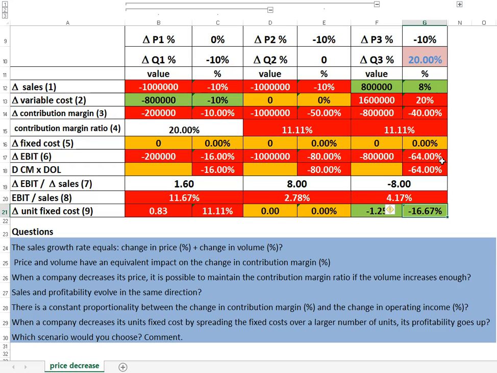However, if your strategy is to increase sales and possibly increase market share at the expense of profitability, then you could choose scenario 3.